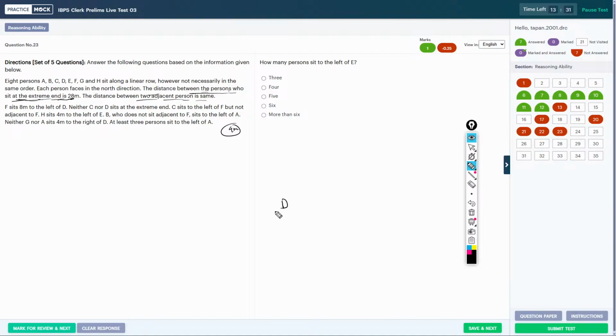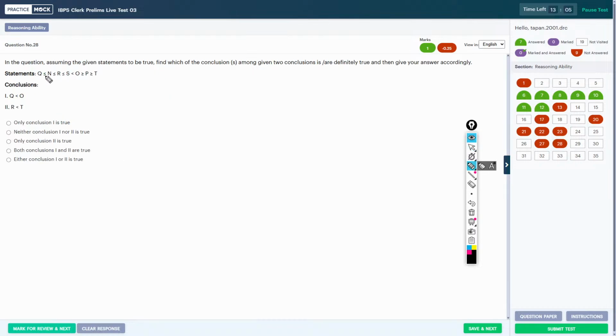So D, F, this is to the left. Here at least one, but can also be more. H is 4 meters to E. C, one gap. C, 1, 2, 3, 4, 5, 6, 7, 8. Okay, skip this one. Q less than O, R less than T. No, only one. K less than G, M greater than or equal to I. No, it's only one.